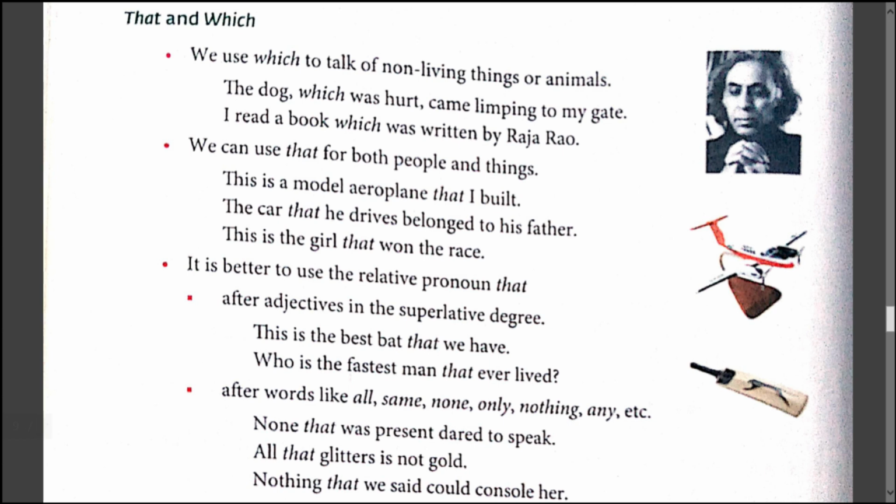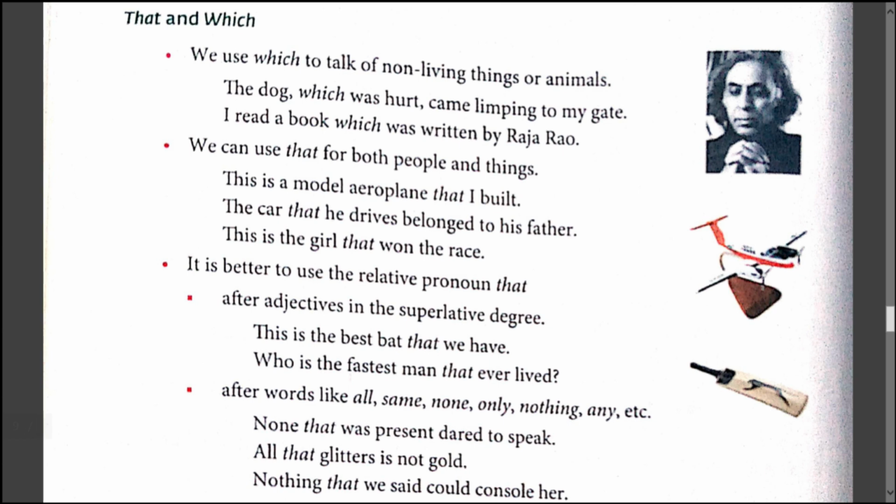Next one, use of that and which. First rule, we use which to talk of non-living things or animals. The dog which was hurt came limping, not walking properly, to my gate. So for dog you'll use which. I read a book which was written by Raja Rao. So you're talking about a book, and so you'll use which.